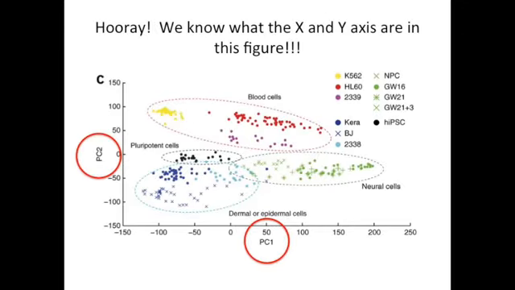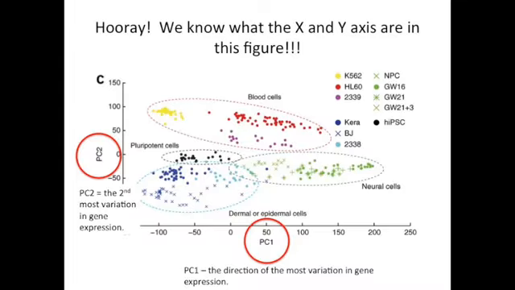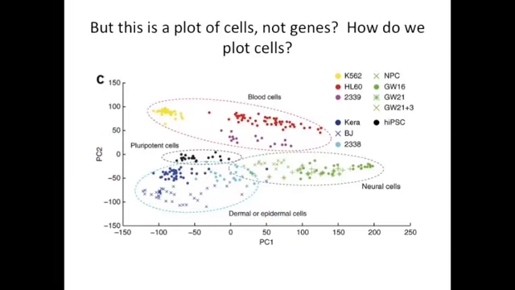Hooray! Now that we know what PC1 and PC2 are, we know what the X and Y axes are in this figure. PC1 is the direction of the most variation in gene expression, and PC2 is the second most variation in gene expression. But I bet just right now you're asking yourself this question. This is a plot of cells, not genes. How do we plot cells? So far, all we've talked about is how to plot genes.